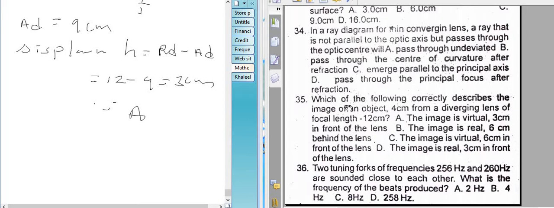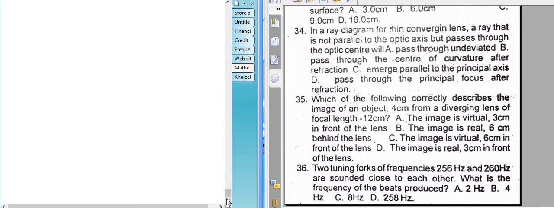Question 34. In a ray diagram for a thin converging lens, a ray that is not parallel to the optic axis, but passes through the optic center, will A, pass through undeviated, B, pass through the center of curvature after refraction, C, emerge parallel to the principal axis, D, pass through the principal focus after refraction. The correct option here is option A. This is because the ray remains undeviated. The ray incident on the surface at any angle will be refracted twice at a parallel interface, so it is undeviated because it's parallel. Therefore, the correct option is option A.